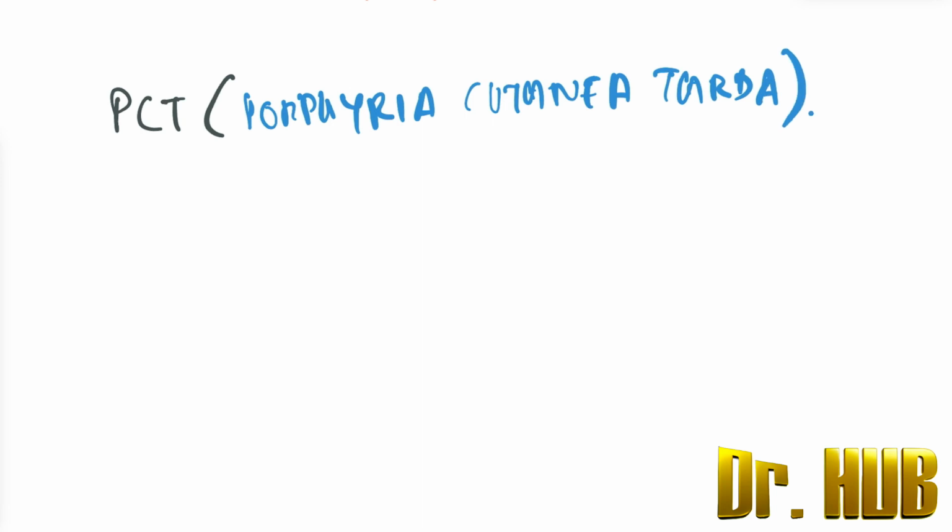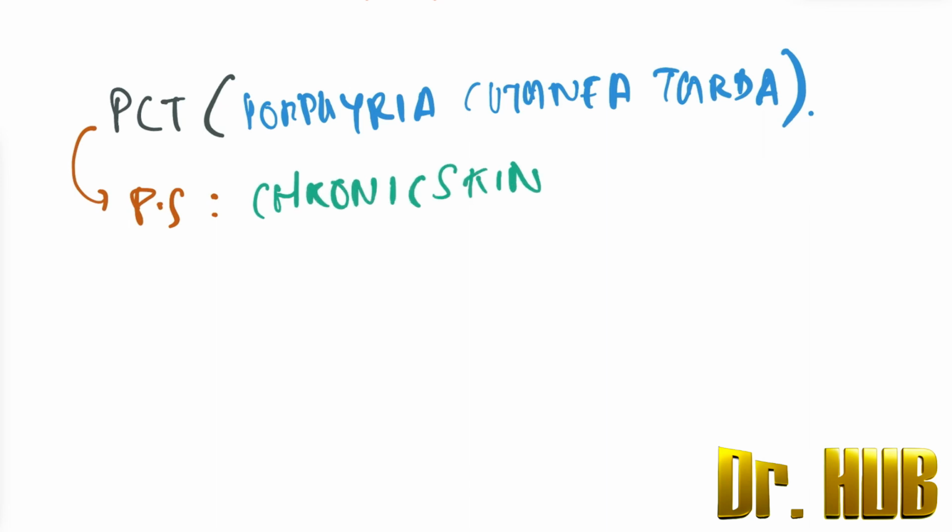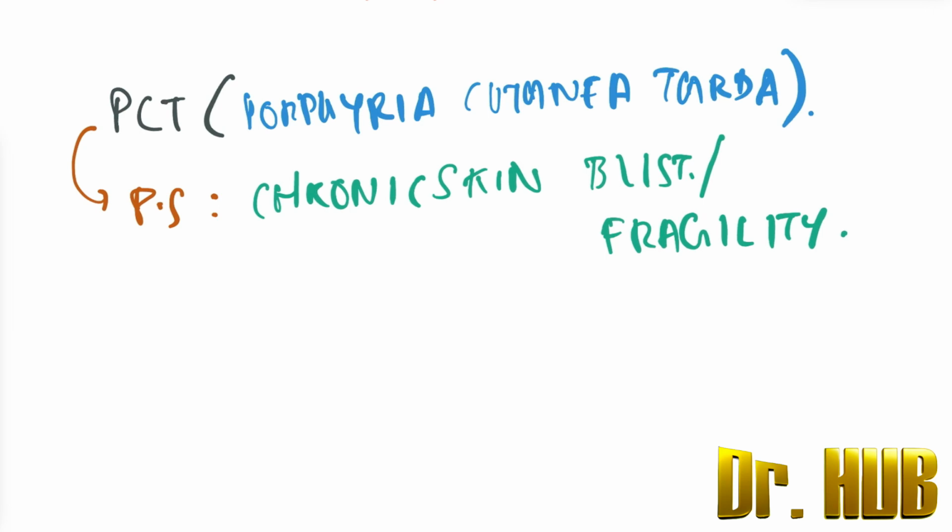So what are the presenting symptoms here? The presenting symptoms are chronic skin blistering and fragility. Next is the question on the onset. The onset is an adult onset.